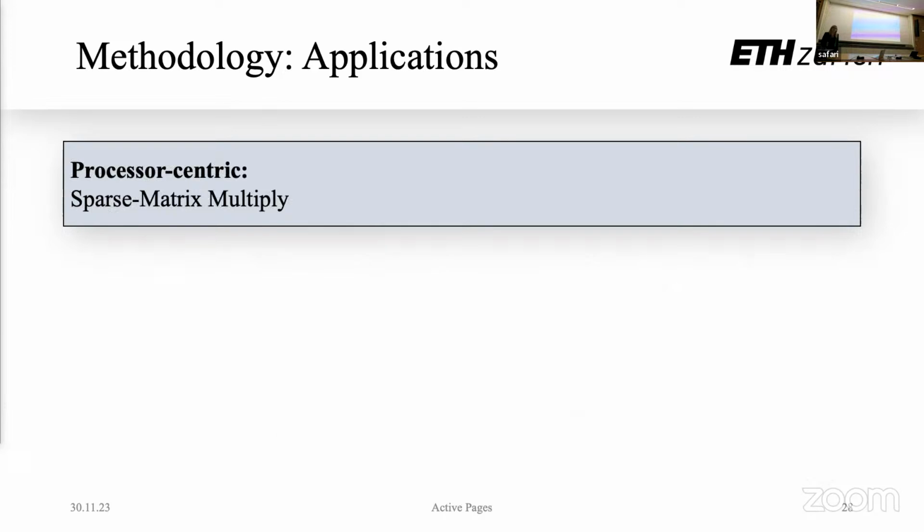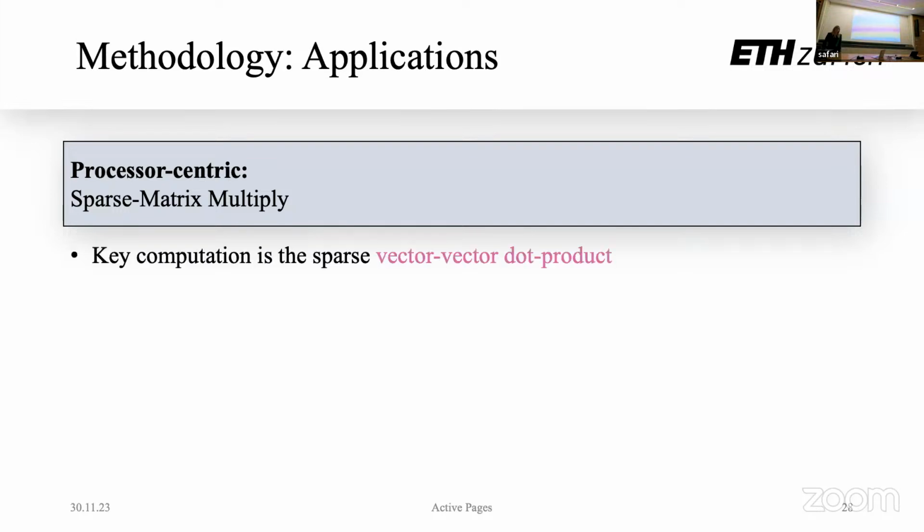Moving on to the opposite case, which is the sparse matrix multiply. We have already talked a little bit about the example of a sparse matrix multiply, and it's easy to see that it needs processor-centric partitioning due to the amount of complex computations involved. The key complex computation is the sparse vector-vector dot product, and therefore the authors provide an approach to do this implementation in the RDRAM system.